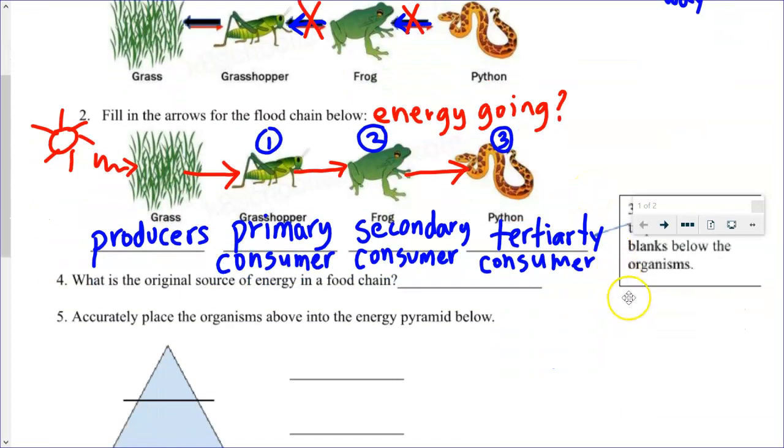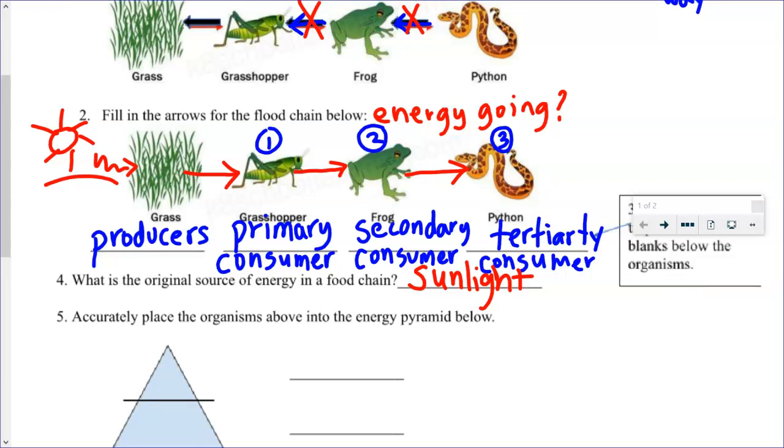The next thing you're going to be asked to do on this worksheet, it says, what is the original source of energy in a food chain? Be careful here. Don't tell me that the producers are the original source, right? Where did the producers get their energy from? Go back up to my picture up here. That energy starts with the sun. Okay, so you can say sunlight, the sun, or light, something along those lines.